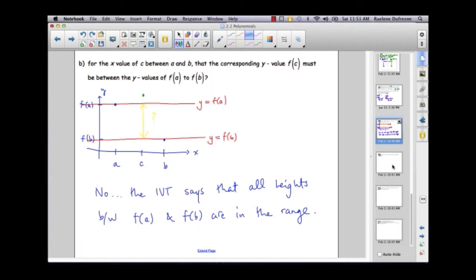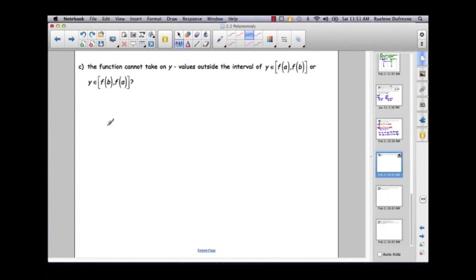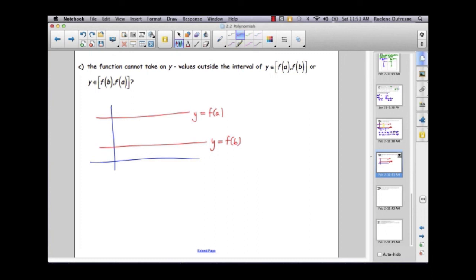So let's take a look at part C. Does the intermediate value theorem say that y cannot take on y values outside the interval? Again, that's the same issue. If we have our two boundary y values, y equals f of a, and y equals f of b, and we have an x-coordinate here of a, and an x-coordinate here of b, it doesn't say that when x is c, that the height can't be higher. It doesn't say that the graph can't go like this, or that the graph can't go like this.